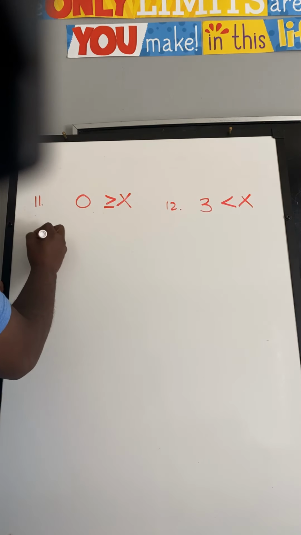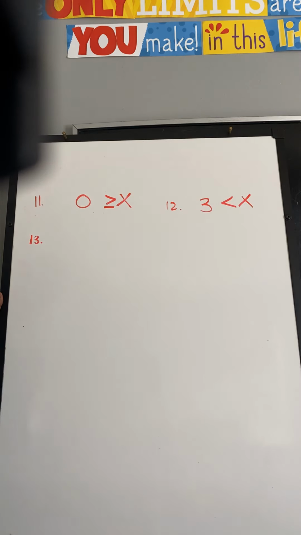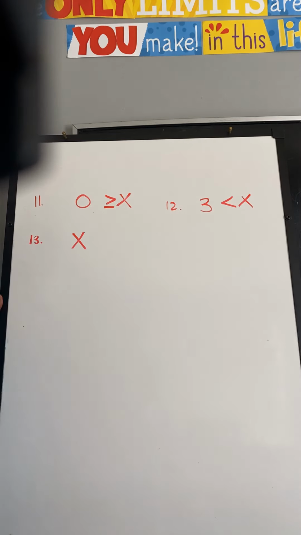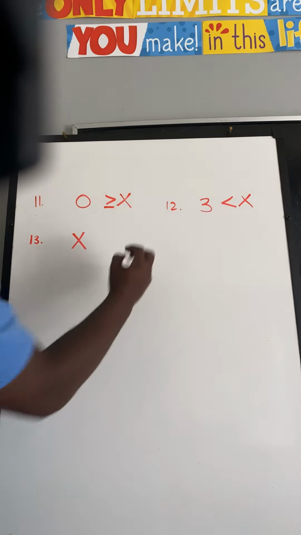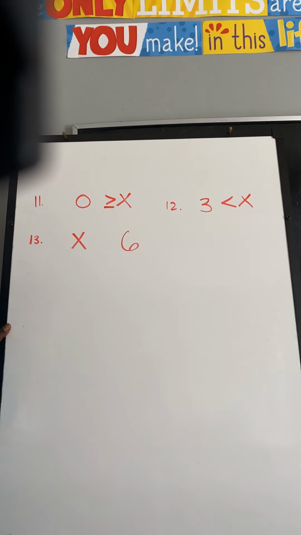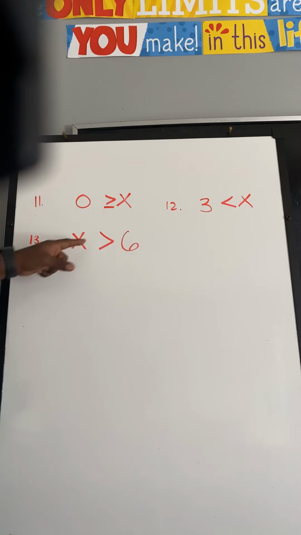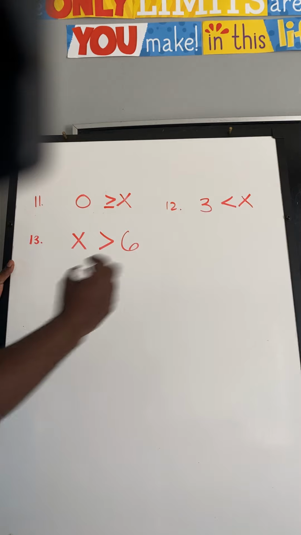Here we go. Number 13. Now I'm going to show another way. I'm going to put the variable first. Variable. Go to the number. The number is 6. Open or closed circle? Shading to the right, and it's open. There you go. Greater than, the greater than sign facing the variable.